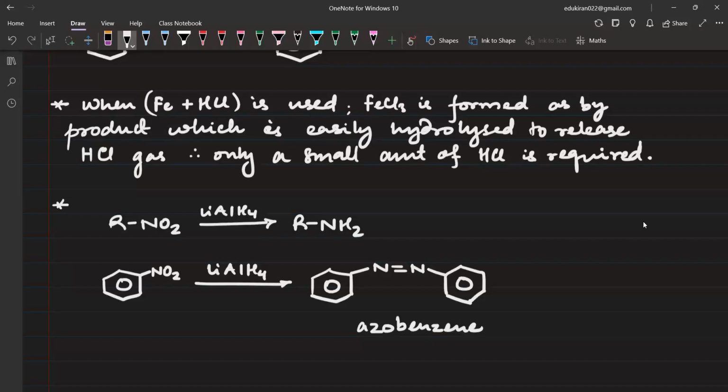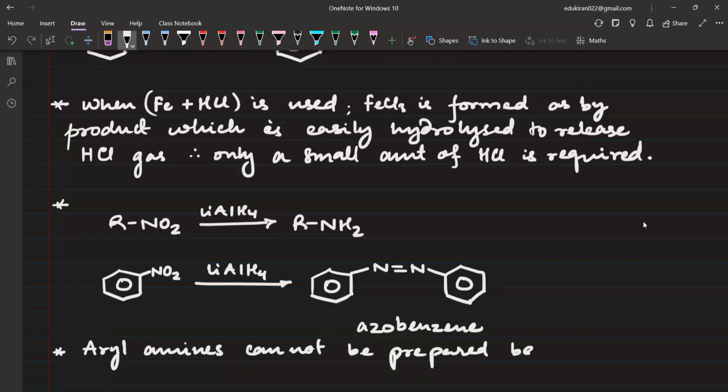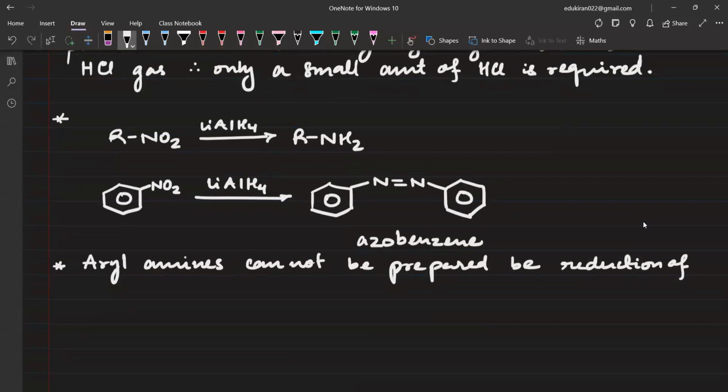So we can write: aryl amines cannot be prepared by reduction of nitrobenzene with lithium aluminium hydride.